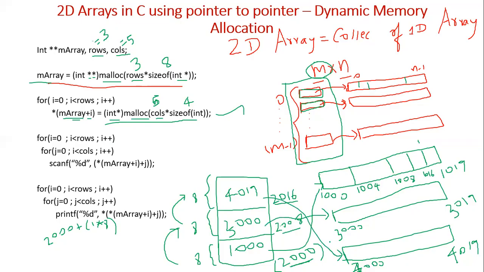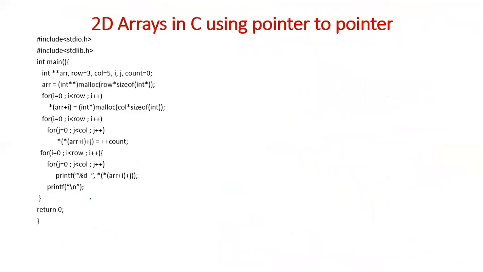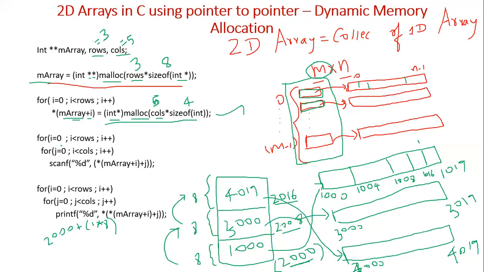Now how can we read values for this two dimensional array? For this we can use a loop something like this. For I is equal to 0, I less than rows, I plus plus. For j is equal to 0, j less than columns, j plus plus. If I want to read values using scanf, it will be something like this.